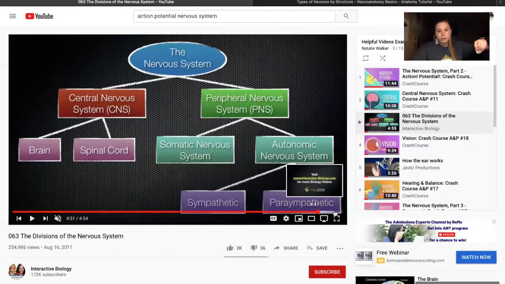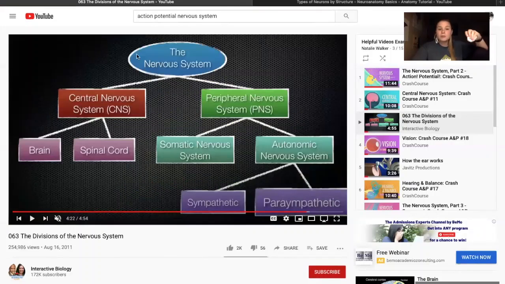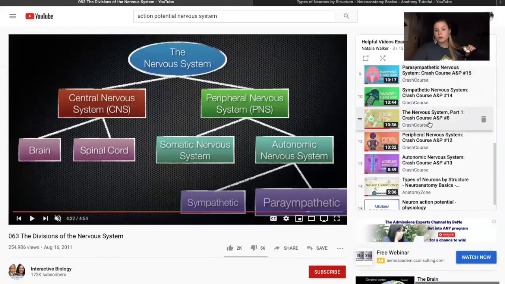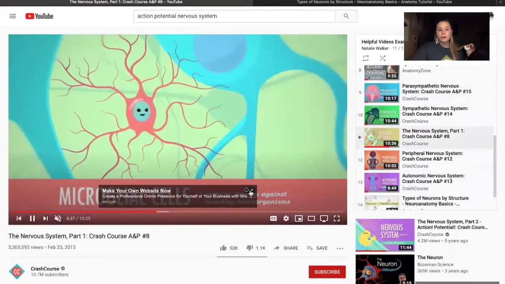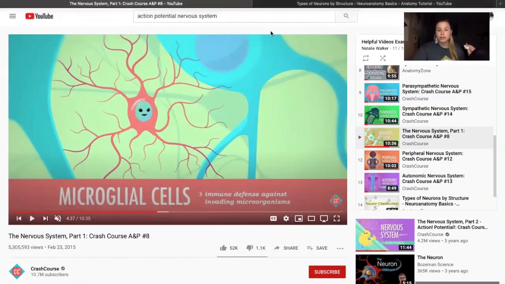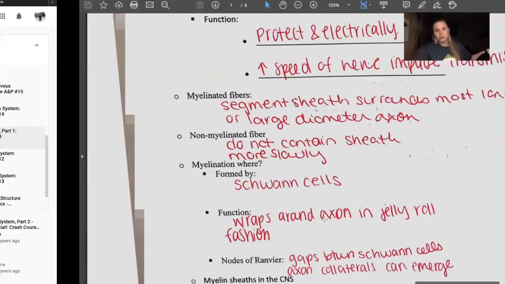it gives you all the divisions of the nervous system, and it talks about what kinds of cells comprise each part. It's important, as well as this video where we talk about each kind of cell in each place, that you can differentiate different kinds of cells and their function based on whether they're in the central or the peripheral nervous system. So myelination is formed in Schwann cells, and its function is to wrap around the axons in a jelly roll fashion.